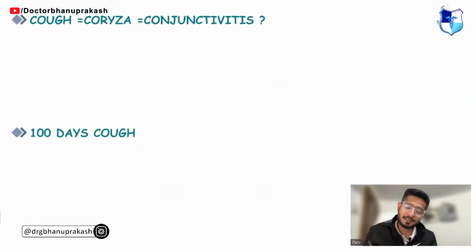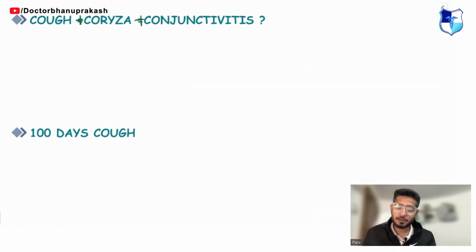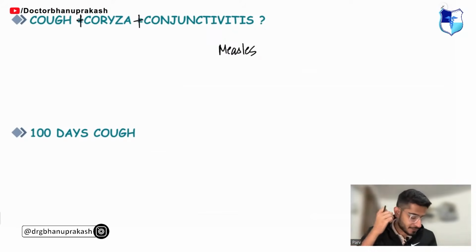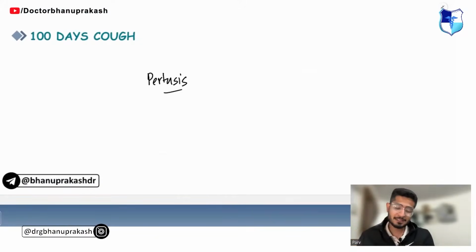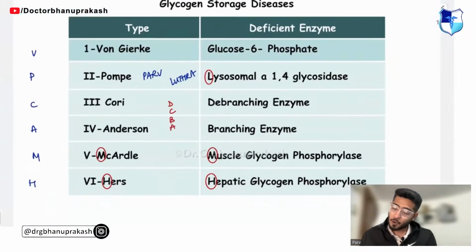Quickly tell me. Cough plus coryza plus conjunctivitis. When do you see this? This is a triad of what? Measles. Very good. 100 days cough. Quickly tell me. Correct answer is pertussis.